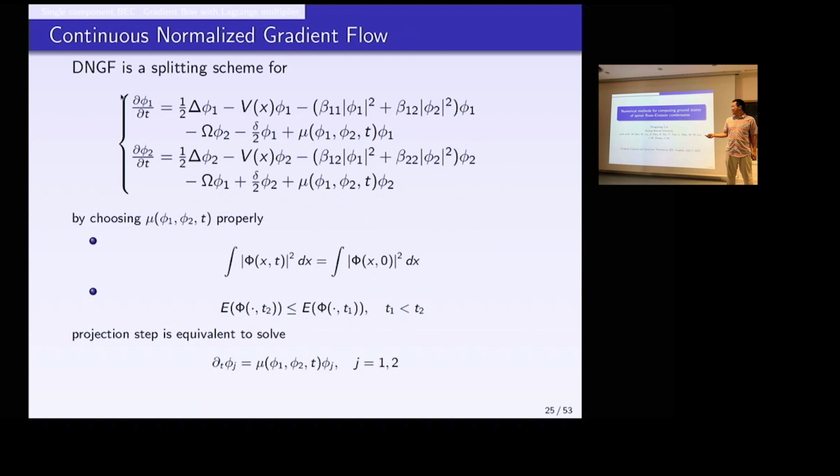Then again, we view this as a splitting scheme of the continuous normalized gradient flow. The projection scheme can be thought of as solving this Lagrangian part. Because there is only one constraint here, the Lagrangian multipliers are the same, so when we solve this, the projection constants are actually the same. So for this one, we have an additional equation to determine these two projection constants.